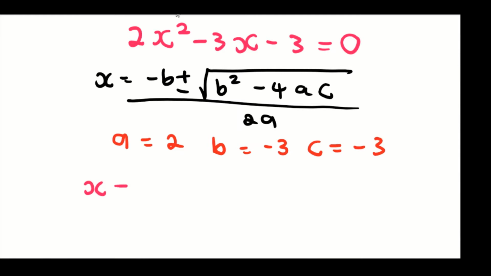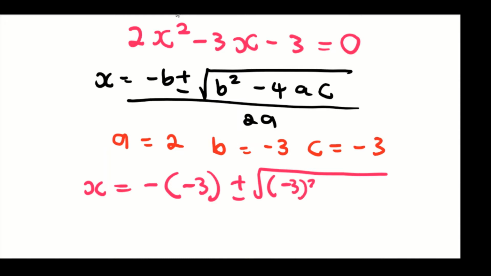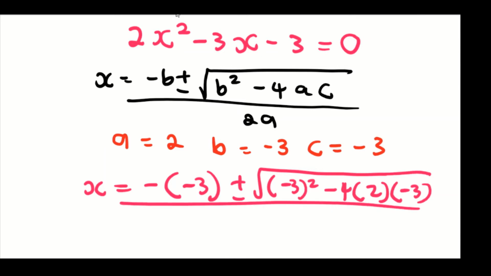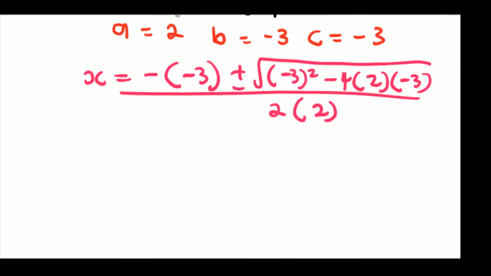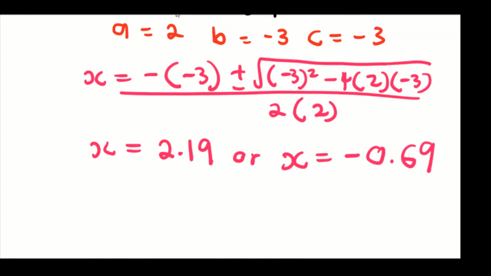So we're going to have x being equals to minus our b, it's minus 3, plus or minus the root of b, which is minus 3, squared minus 4, our a being equals to 2, and our c being equals to minus 3. Then we divide by our 2 into 2. Then the solutions that we need to find is x being equals to 2.19, or x being equals to negative 0.69. So these are our solutions of x correct to 2 decimal places.